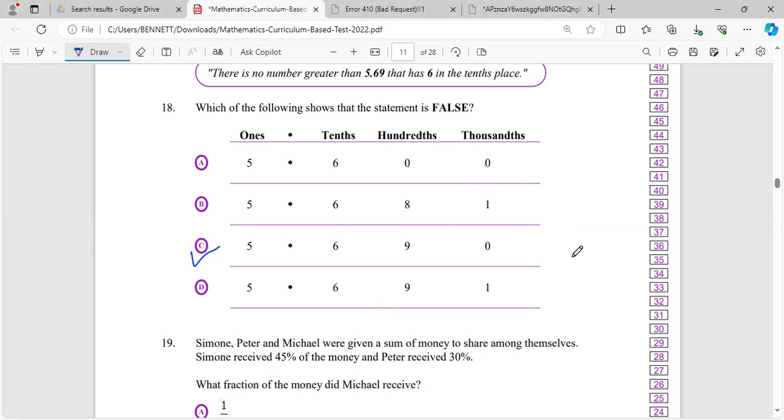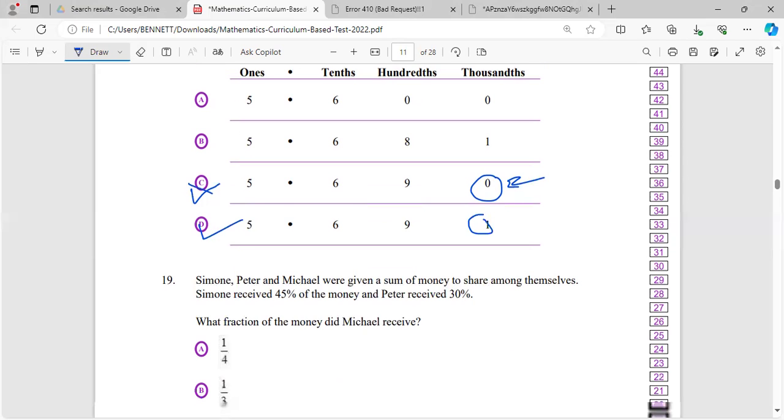What do you think, Jeremiah? I think it's D, sir. It has to be D because this is equal to this. Yes, it would be D because 5.69 and 5.690 are equal. All they did was drop off the 0. But this one now shows that it's greater. All right, so that would be that.